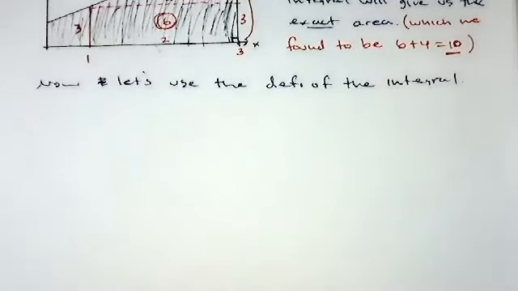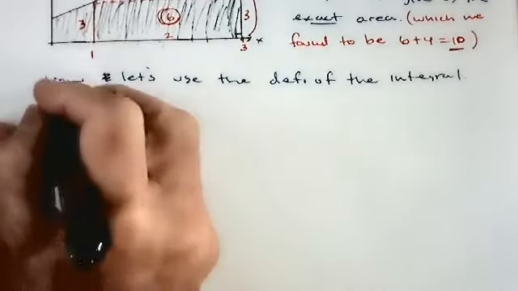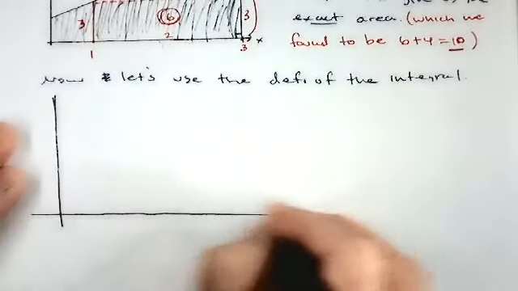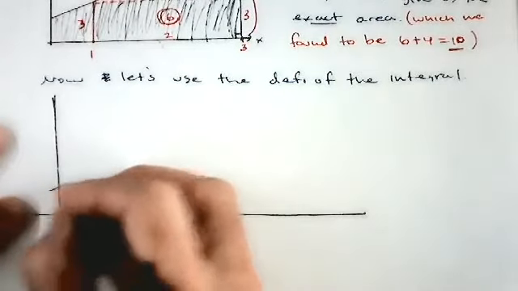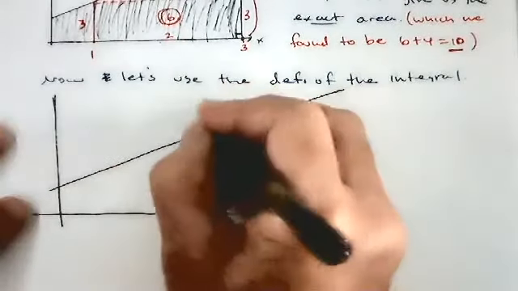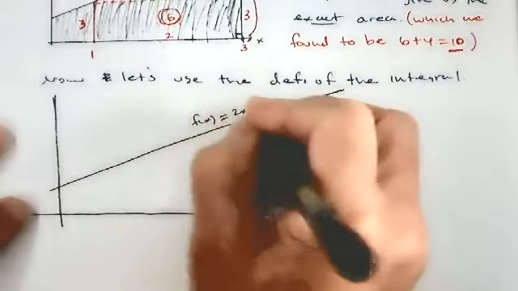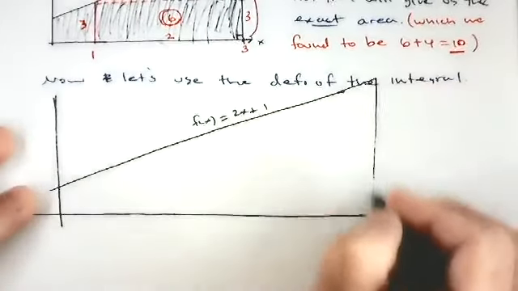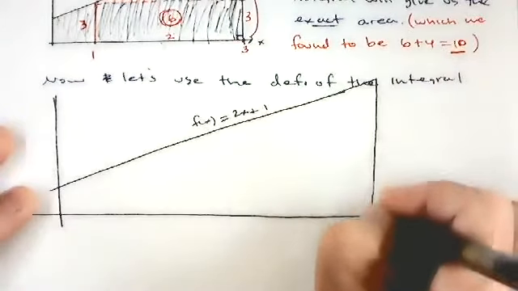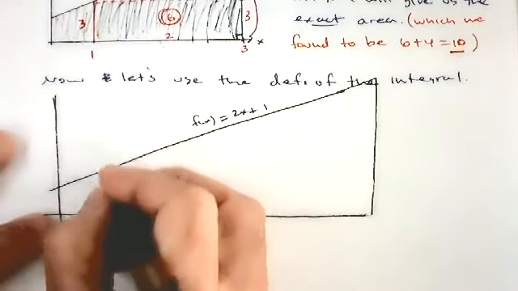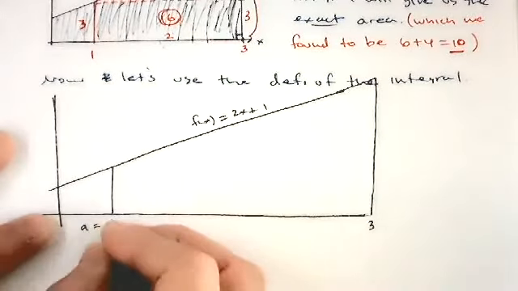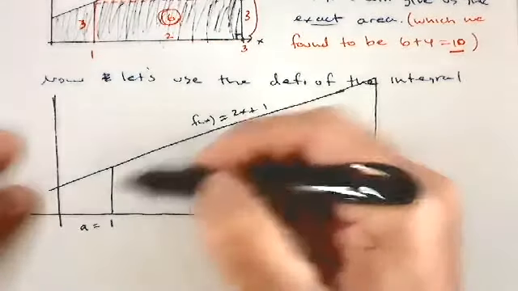And to do that, I'm going to redraw the picture just because I think it helps, draw this kind of big. So here's my line, f of x equals 2x plus 1. We want to find the area from, and this isn't drawn to scale, that's okay, this is 1, this is 3. Remember the left-hand number you usually call a, this one's b. So we want to find this area.